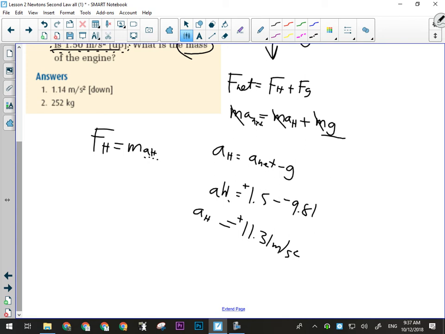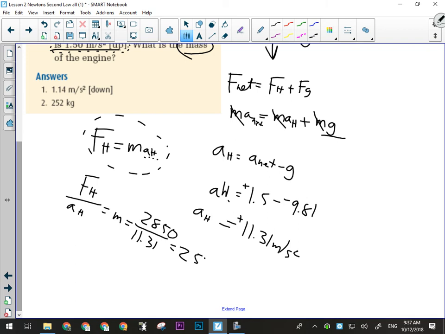Now that I have the acceleration of the hoist, I can go back to this. The force of the hoist, which I know, is equal to mass times the acceleration of the hoist. Now I can find mass. I couldn't find it before because I didn't have this number. So the force of the hoist divided by the acceleration of the hoist equals mass. That'll be 2,850 divided by 11.31, and that should give us 252 kilograms.